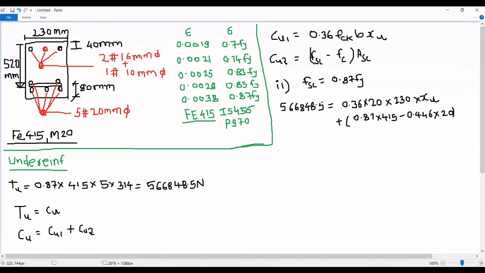So area of 1 bar of 16 mm Phi is 201 and area of 1 bar of 10 mm Phi is 78. So we have already calculated this area as 480 mm square. So I will multiply this by 480. As can be seen, only unknown in this equation is XU, and I can evaluate that XU. XU turns out to be 240.23 mm.